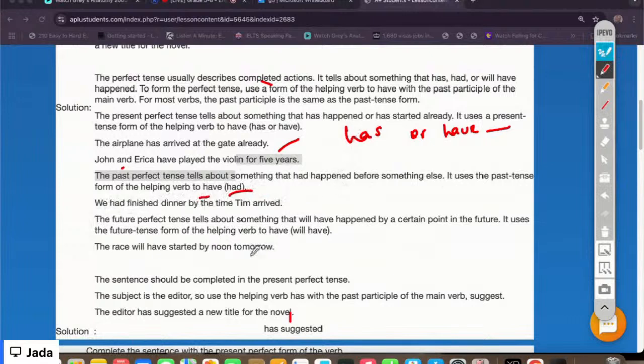Then we also have the future perfect tense. It talks about something that will have happened by a certain point in the future. It uses the future tense form of the helping verb to have, will have. The rest will have started by noon tomorrow.